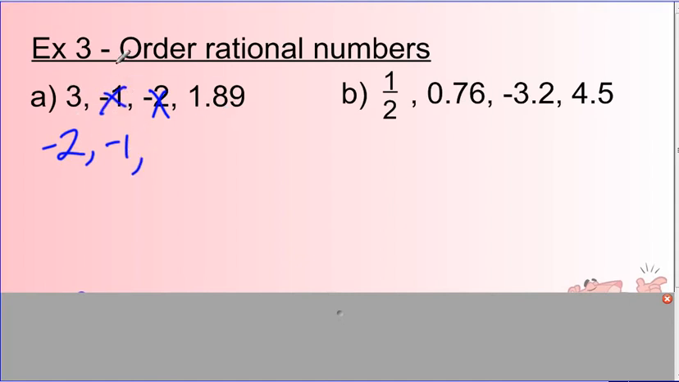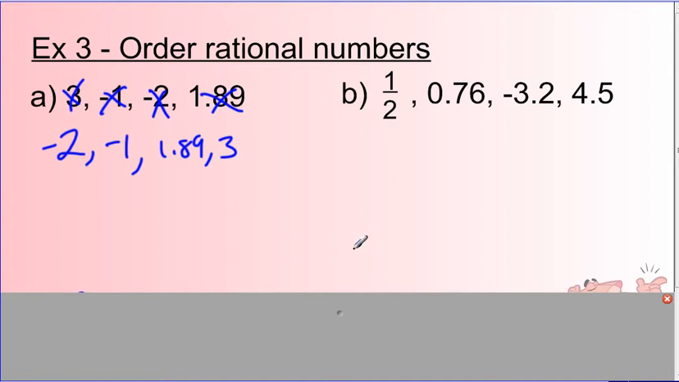Because now we have only positives left. Now you got to ask yourself, what's smaller? Because we're trying to put the smallest one next. What's smaller? 1.89 or 3? Well, 1 point anything is smaller than 3 point anything. So 1.89 is smaller than 3. So this is what we'd get if we put those numbers in order from the smallest up to the largest.